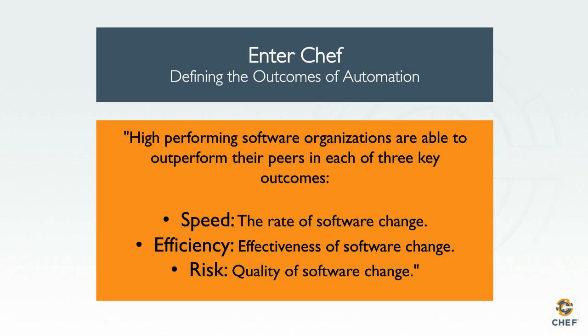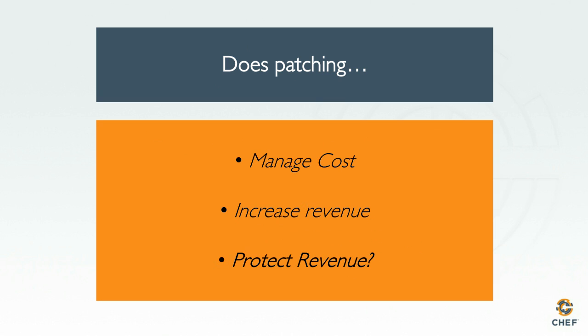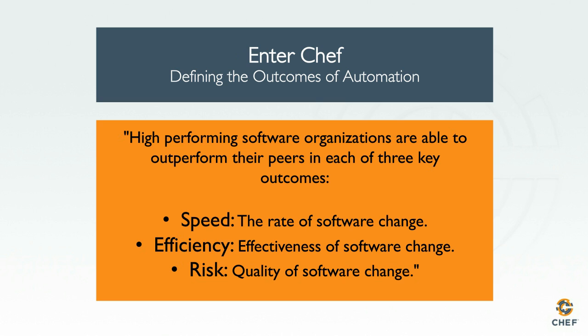And keen folks might notice that risk came up on that previous slide as well. When we talked about protecting revenue, we talked about mitigating the risk that having vulnerabilities present in our system might expose us to. And indeed, of these outcomes, risk is probably the most directly related to that revenue protection.